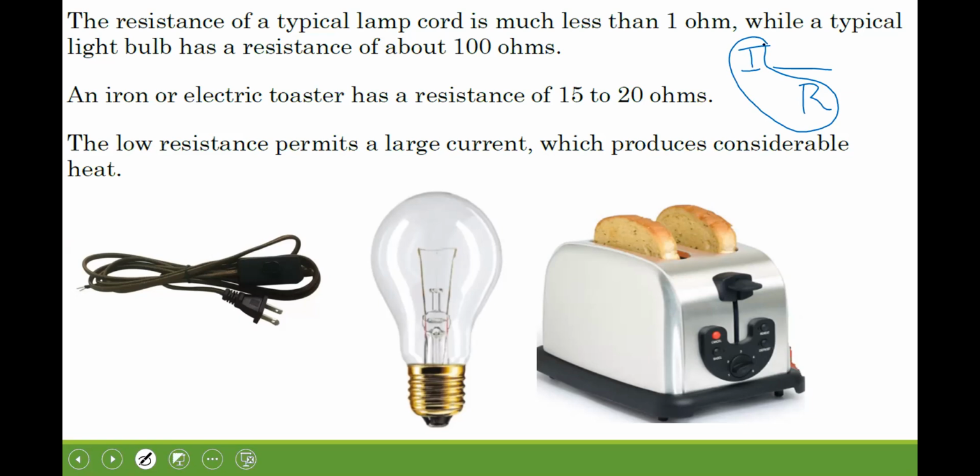What does it mean? Look at the first picture here. In this picture, we have a lamp cord. For this lamp cord, we have a high magnitude, or high current, passing through the circuit. So since we have high current, we have low resistance.